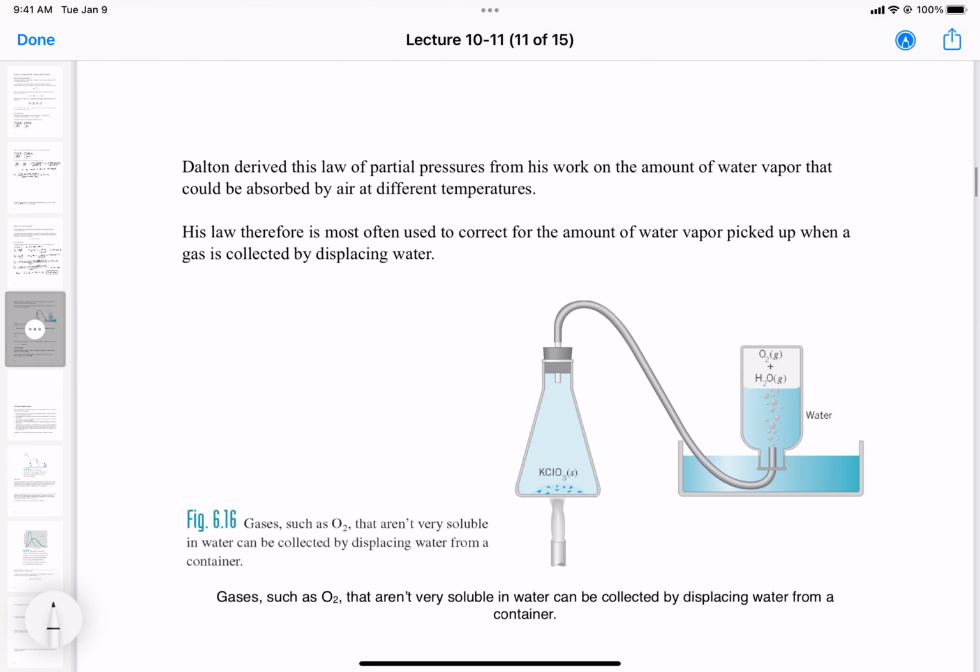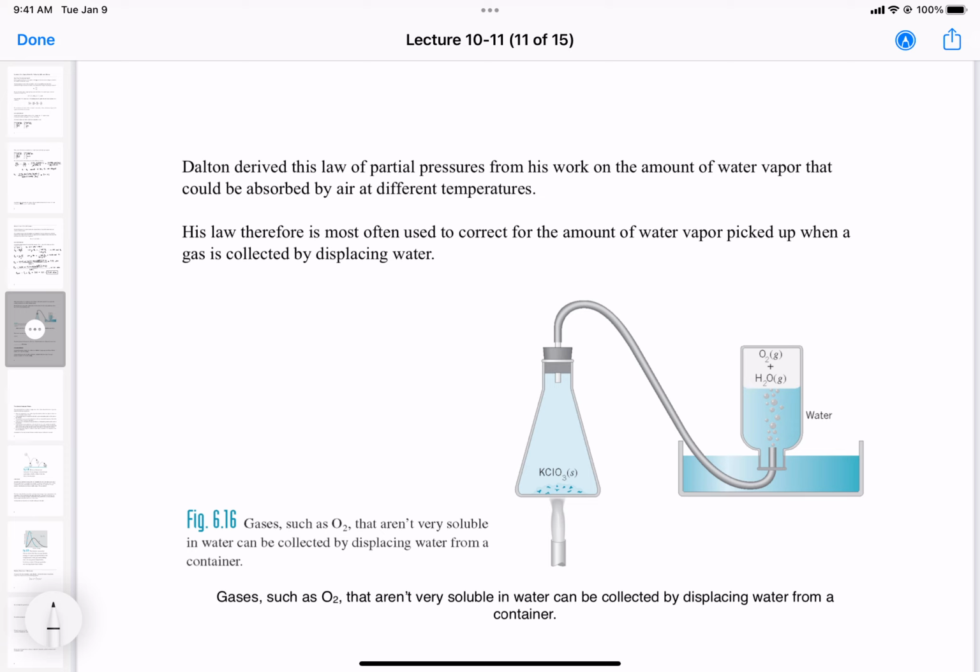So how did Dalton derive this? He based it on some experiments he did studying air gases and water vapor. He found that water vapor could be absorbed by air at different temperatures. So his law is often used to correct for the amount of water vapor when you're studying gases in solution, or when you're doing reactions and you're collecting the gas.